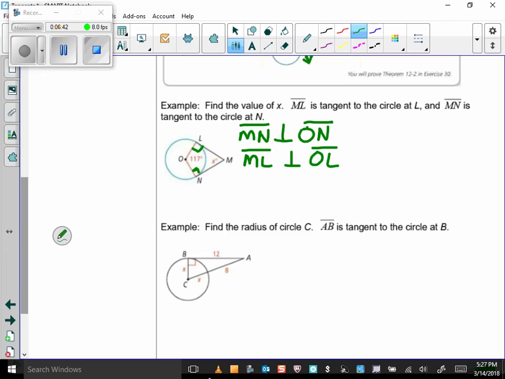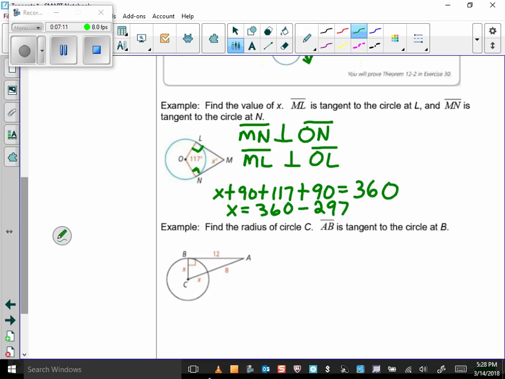All right, so now we've just got a quadrilateral here, made by those two radii and those two tangents. So if we've got a quadrilateral, we know that the sum of the measures of the interior angles is 360. So we know that x plus 90 plus 117 plus 90 equals 360. And if we solve that for x, we're going to have x equals 360 minus 297, I believe it is. So x is going to end up being 63. And that angle measure is 63 degrees. It's got the degrees right here in the drawing, so I don't have to add it to my answer.